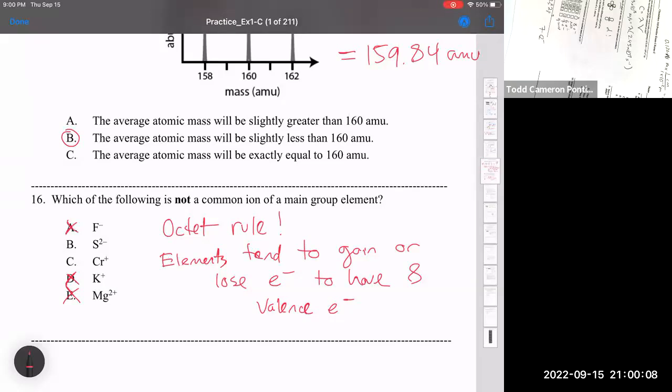Sulfur, which is right here, has 6 valence electrons. What do we think? What's it going to do to get to 8? It's going to gain 2 more to become 2 minus.